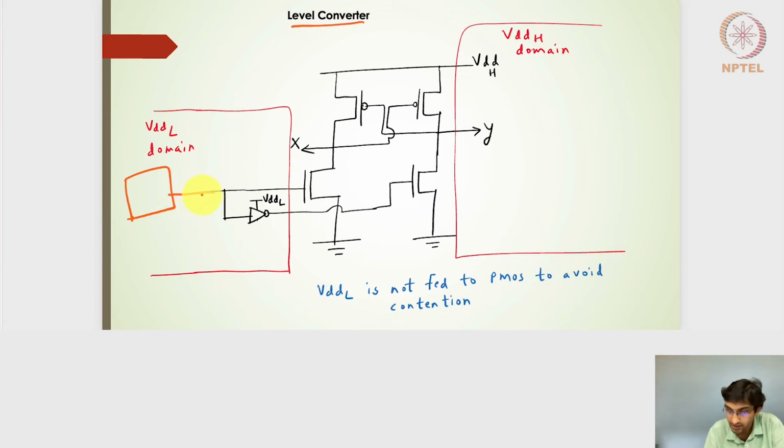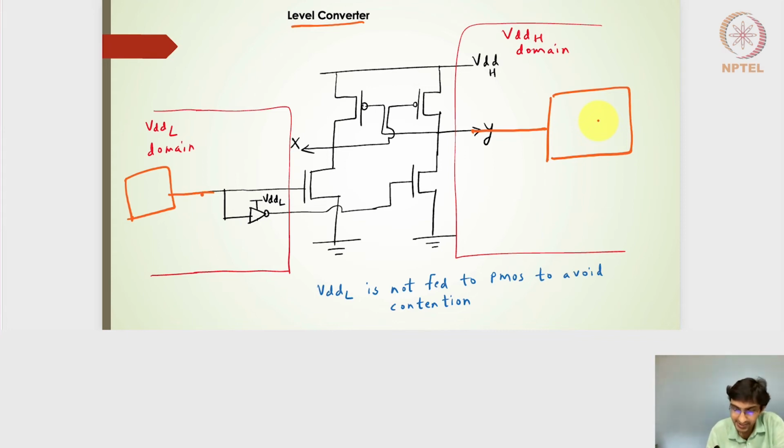This output needs to be connected and going to another circuit in the Vdd-H domain, right? So we can have an inverter here as well. Now following the same example which we have discussed in the last slide.